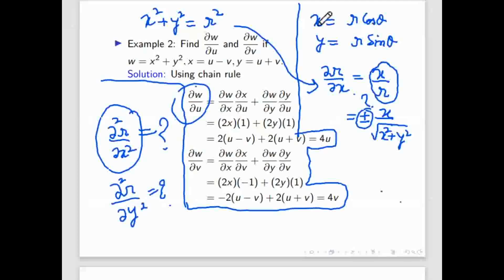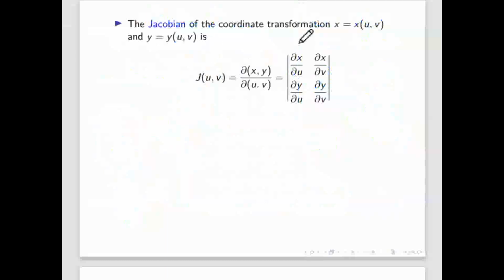So like this, if you are in the Cartesian coordinate system x comma y, you can change it to the polar coordinate system by x equal to r cos theta and y equal to r sin theta. So this is the change, this transformation.